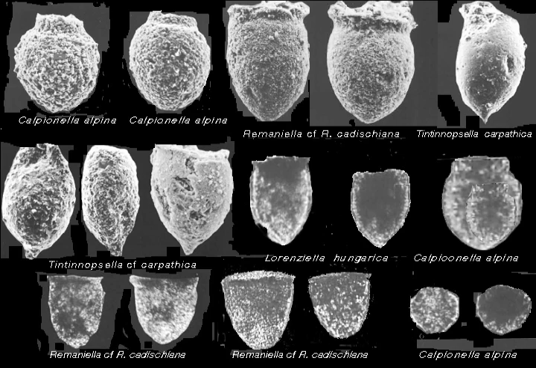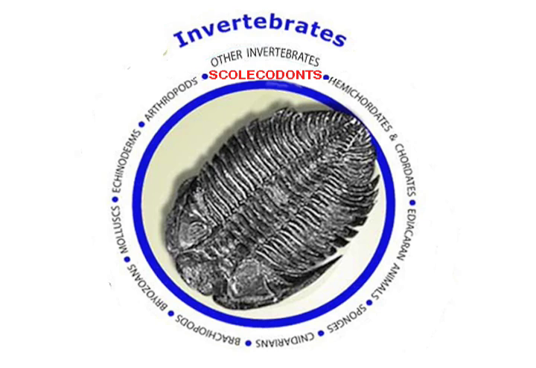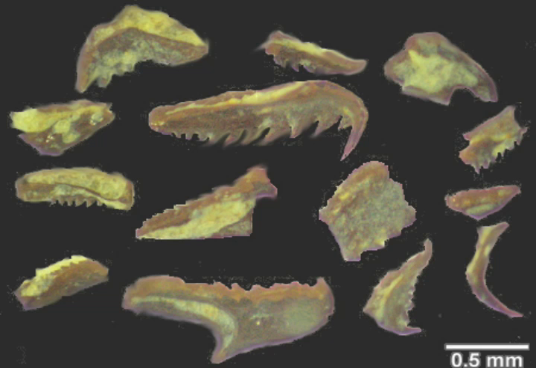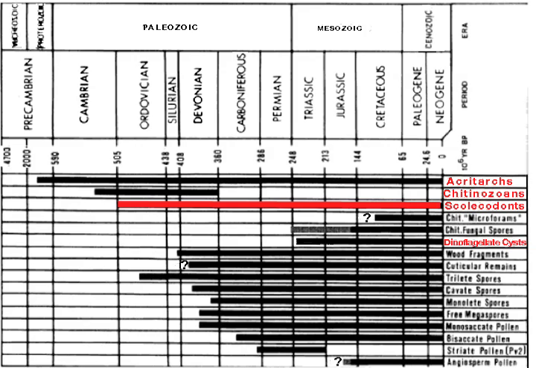Scolecodonts are the jaws of a marine annelid worm. They are chitinous, but may be partially mineralized. These worms were facies dependent, though their use in biostratigraphy is limited. The teeth are found in strata ranging in age from Ordovician to present. They are common only in certain levels of Paleozoic strata.